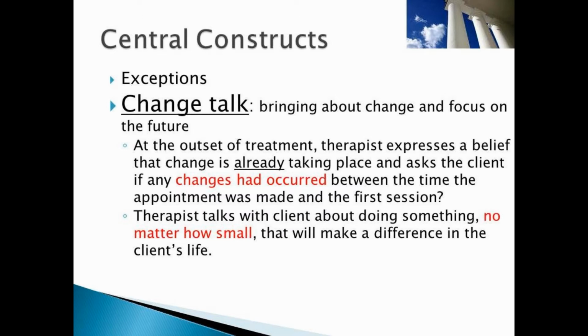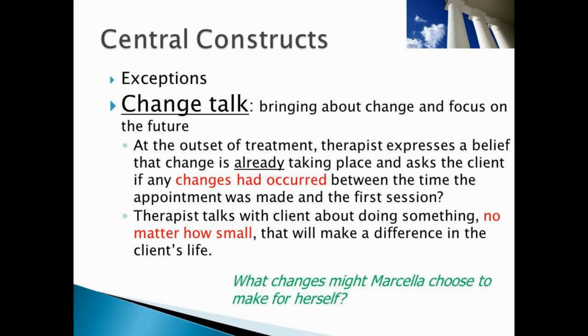Small actions, no matter how small, are encouraged in order to make a difference in the client's life. What changes might Marcella choose to make for herself? This could include setting a schedule to reach out to her family, even if on a superficial level at first.